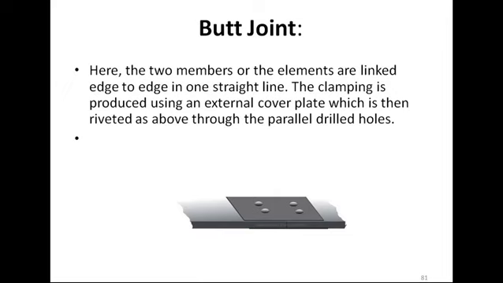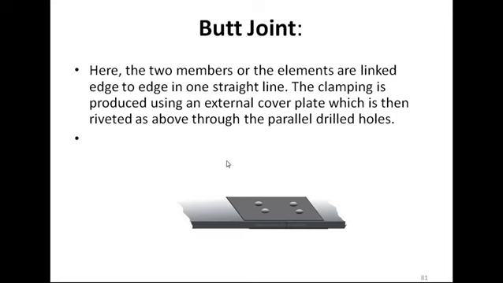Next one is a butt joint. First we have seen the lap joint, and this is another type of riveted joint. So this is called a butt joint. Here the two members or elements are linked edge to edge in one straight line. The clamping is produced using an external cover plate.